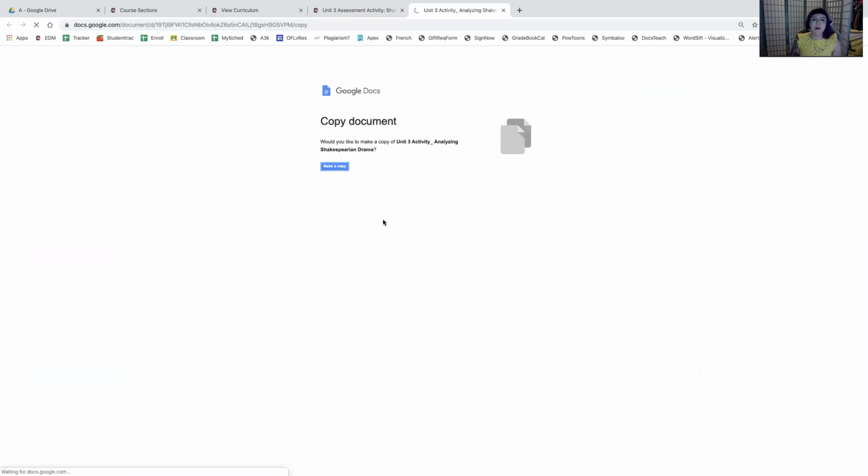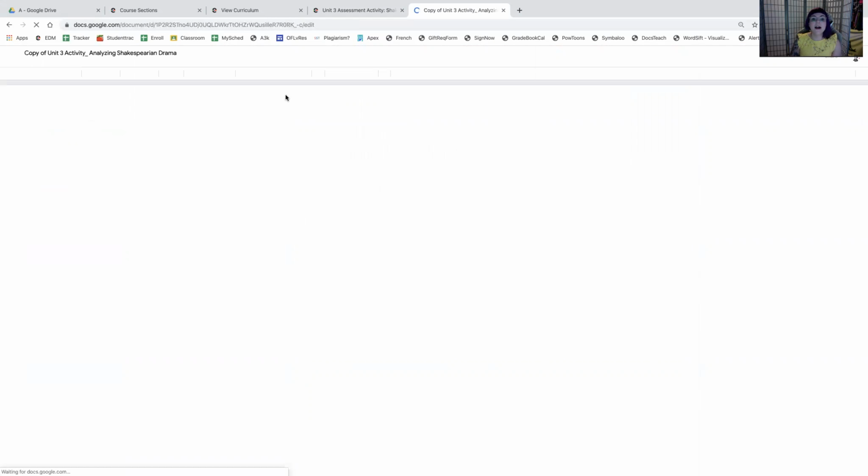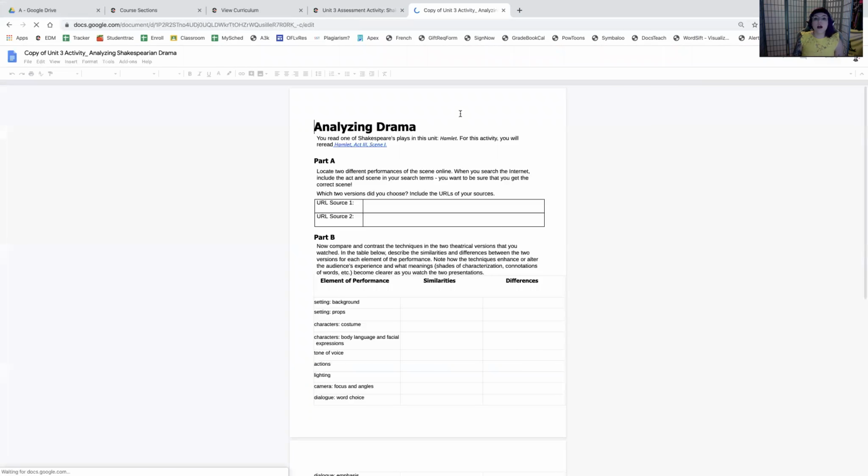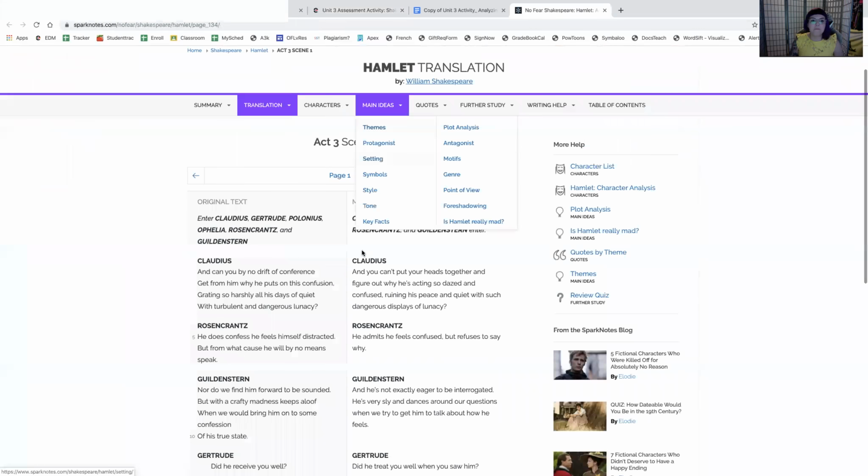which I didn't pull up, so I'll just make another copy to my drive. Okay, so what you're actually doing for this is looking at that Act 3, Scene 1. So that is the one that we went over.